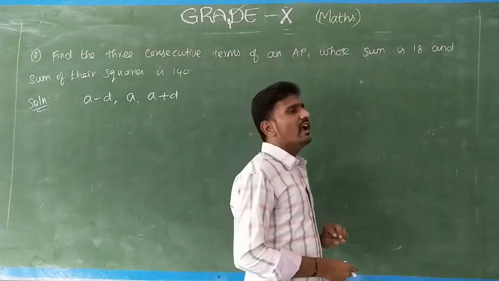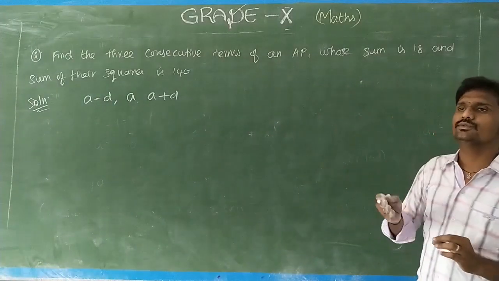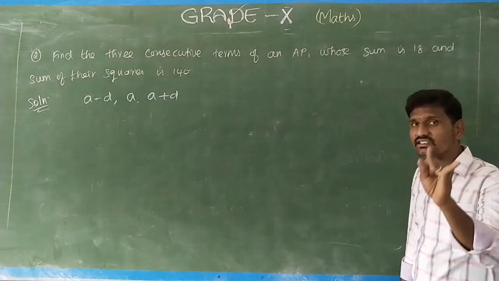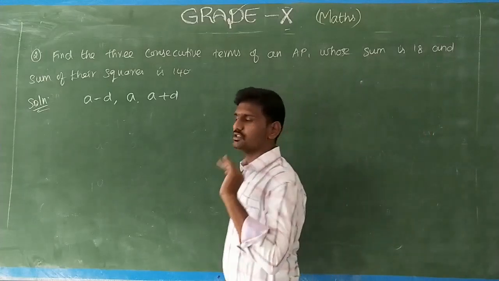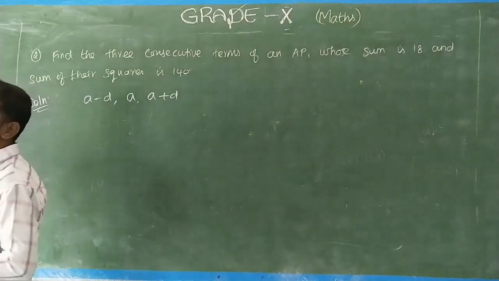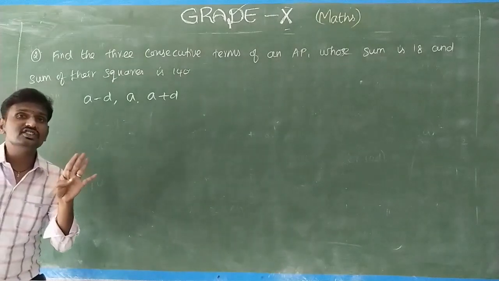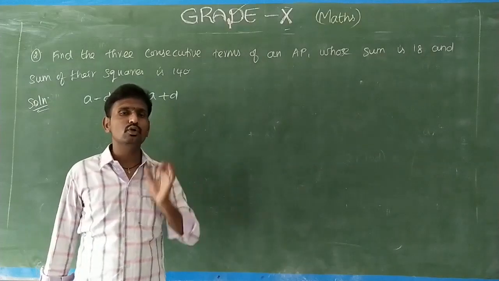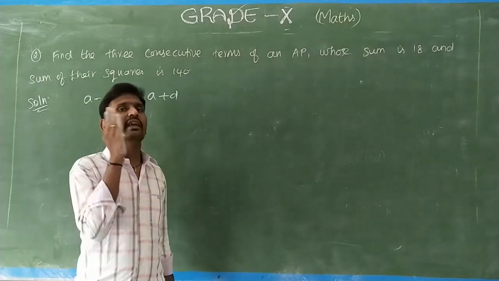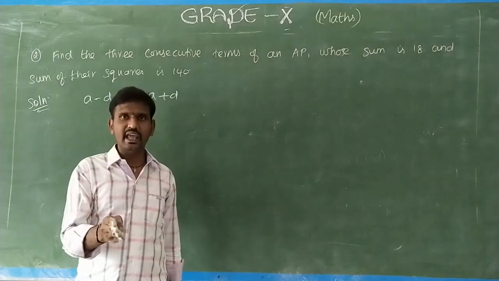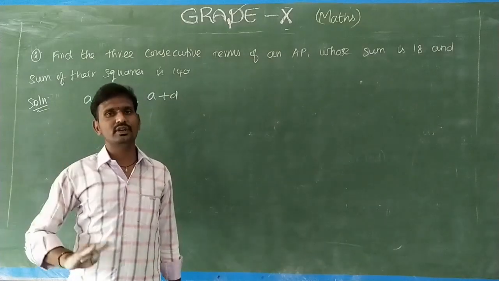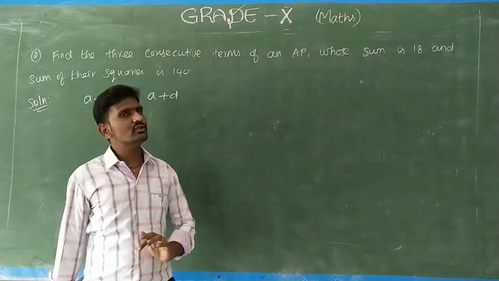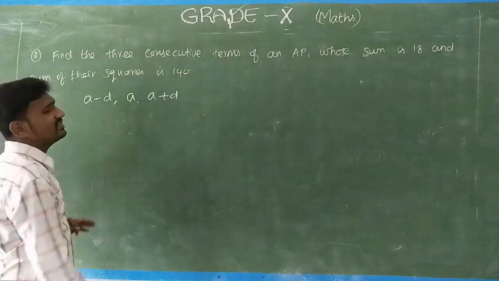Suppose they ask to find 4 consecutive terms. What terms are we going to take? a minus 3d, a minus d, a plus d, and a plus 3d. So these 4 terms you have to take when 4 consecutive terms are given. Students, suppose 5 consecutive terms are given. How to take them? a minus 2d, a minus d, a, a plus d, a plus 2d. Like that we have to take them and simplify to find the answer. So here you have 3 consecutive terms.